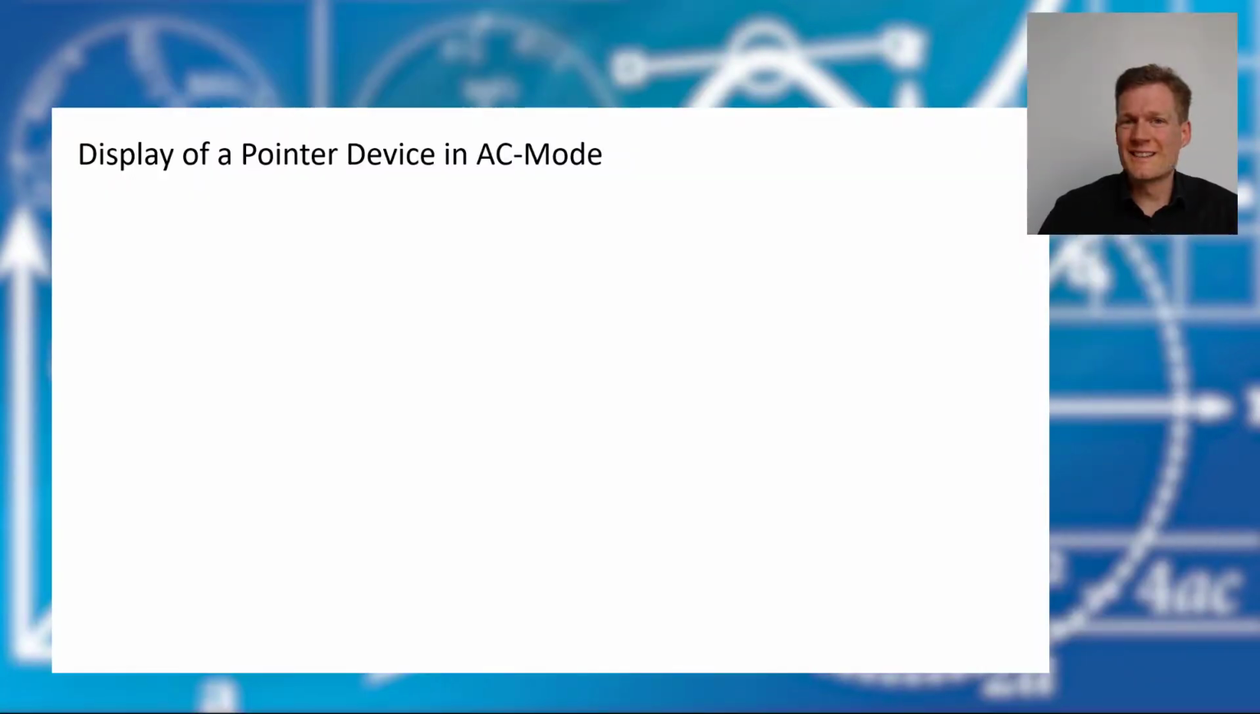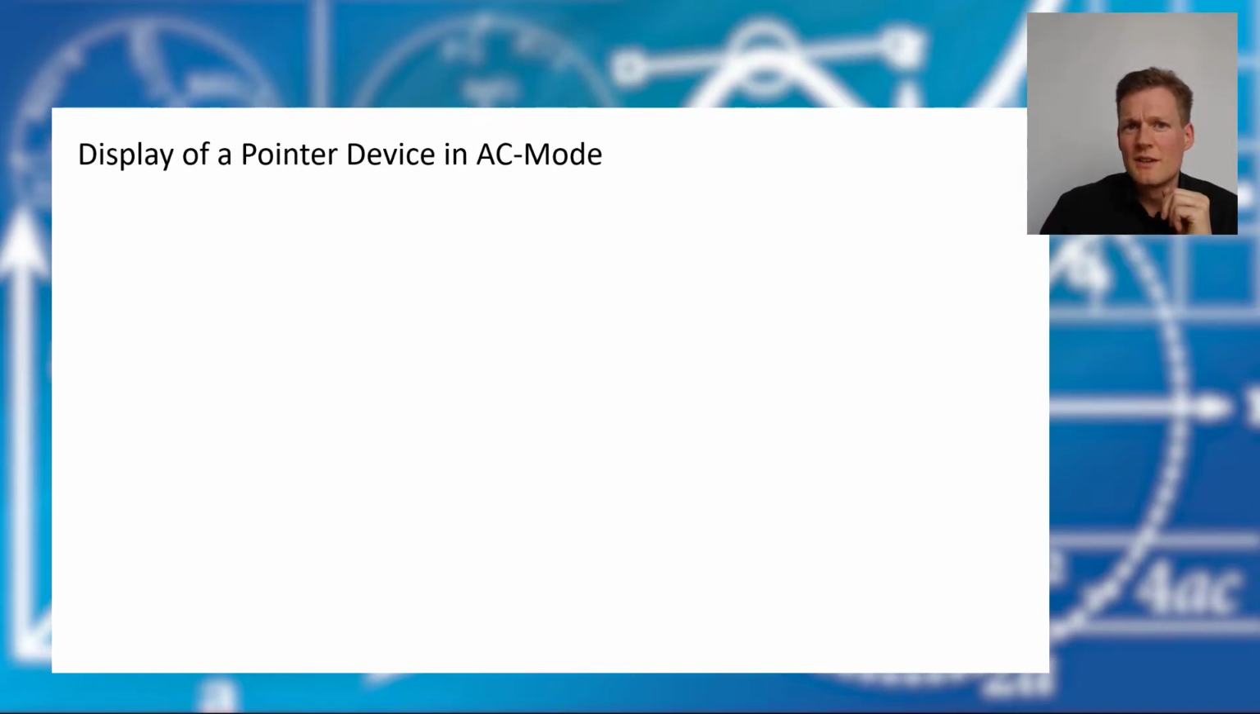It's interesting, isn't it? The pointer device shows 3 different values for our 3 different signal shapes, but the amplitudes of all the 3 signals have been the same. Okay, so let's think about it.